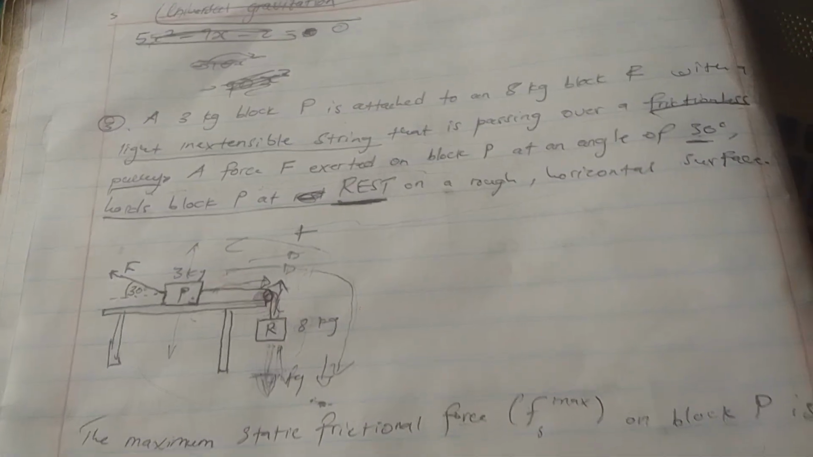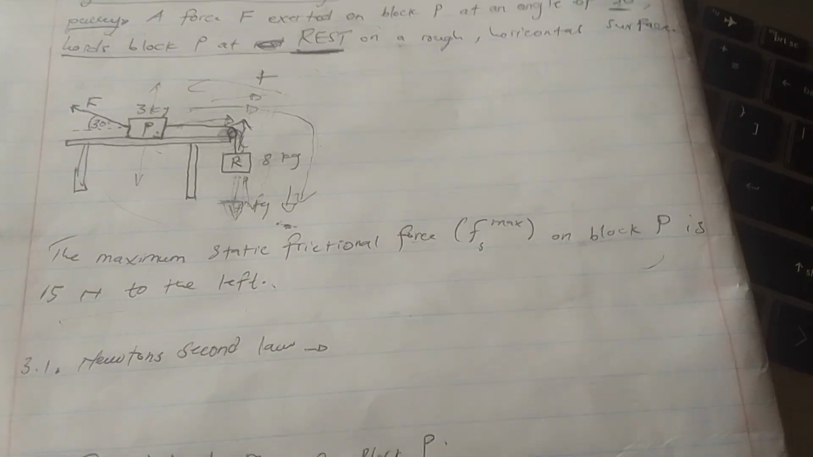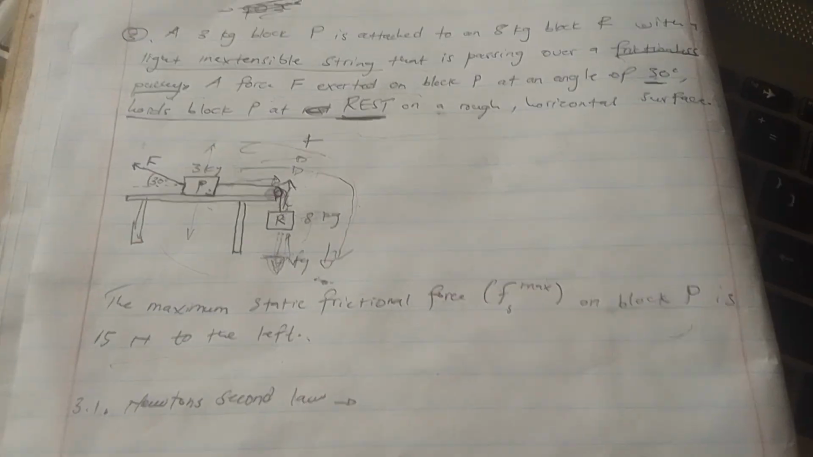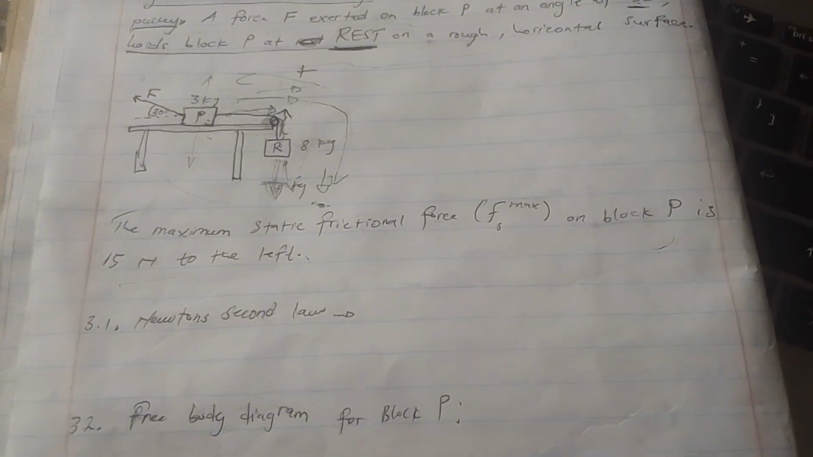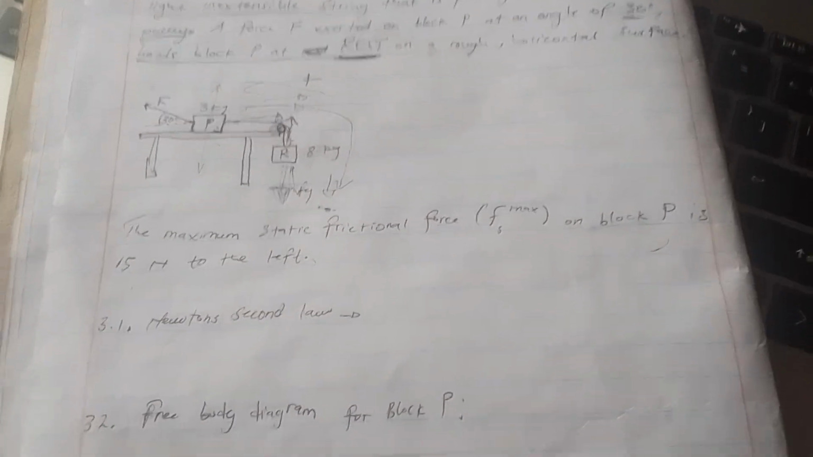So okay, now let's go. Newton's second law. It states that when a net force acts on an object, the object will accelerate in the direction of the net force. Acceleration is directly proportional to the net force and inversely proportional to the mass. That's the definition. So okay, let's go to our free body diagram.